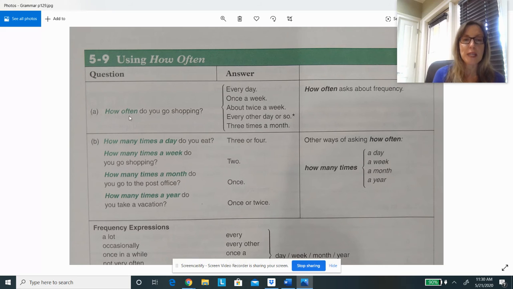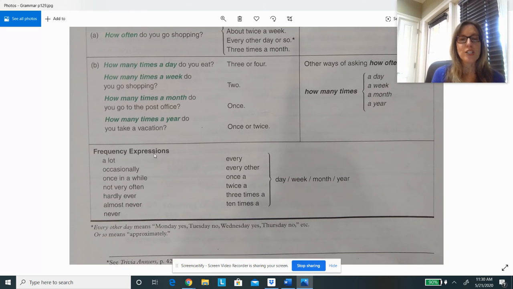Speaking of how many times, if you want to know exact numbers, you can ask someone how many times. And then you use an expression like a day, a week, a month, or a year. So the answer is going to be a number, okay? How many times a day do you eat? 3 or 4. How many times a week do you go shopping? 2. All right, so here are other expressions that you can use to answer a frequency question, like how often.